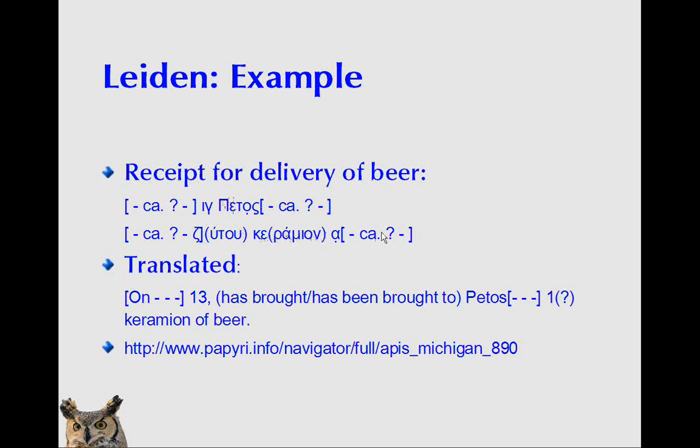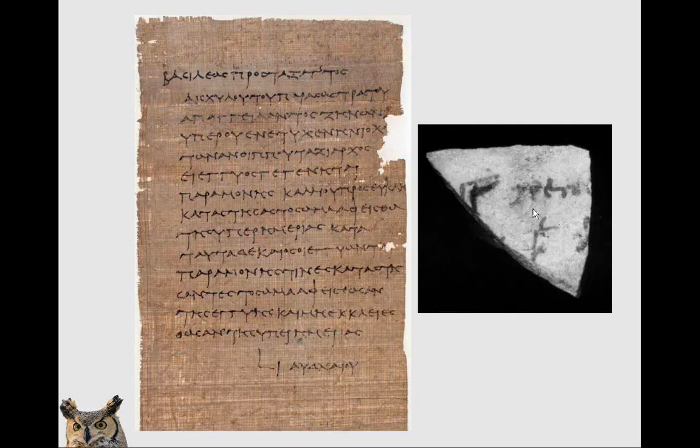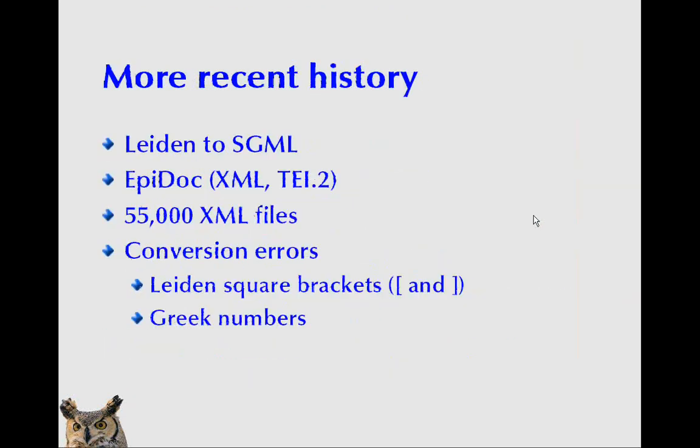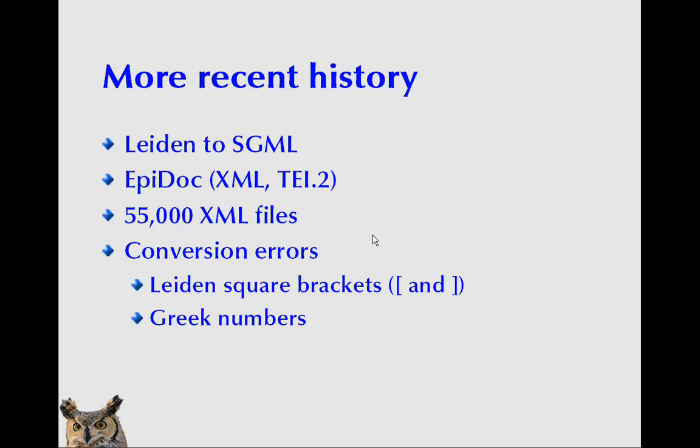And so here we can deduce from this potsherd that Juan Petos either took delivery of or gave delivery of a keramion of beer on a particular date. So a tremendous amount of information we can find on these things, but you can see the Leiden in actual use.